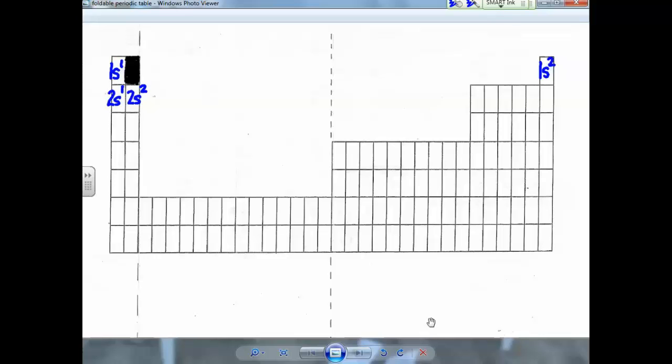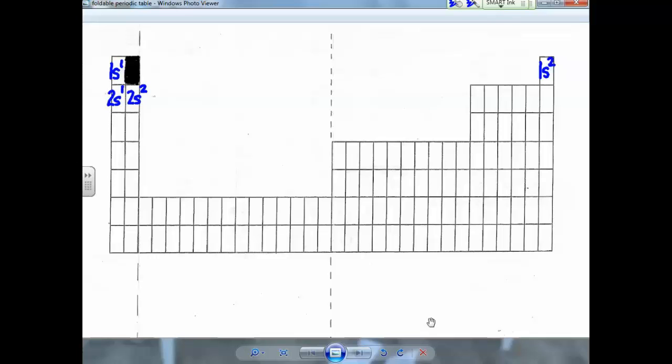Some of you are probably already seeing the pattern just from doing this first row. How many electrons can an s hold? 2. How many boxes go across in that section? 2. That's convenient, isn't it? Oh, and well, we haven't got that far yet. Hang on to that one. Okay, so let's go. We did beryllium.